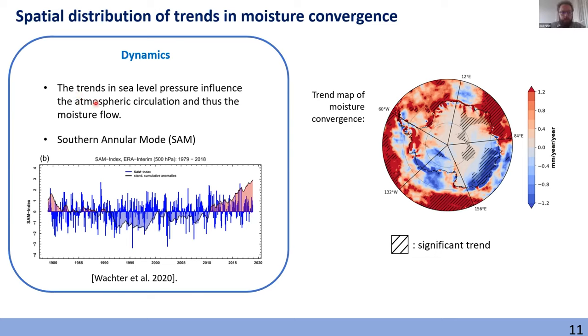What we see is that the trends of the sea level pressure induce an intensification of the moisture convergence in this region and this region, and a decrease in this region. And we also think that the Southern Annular Mode, SAM, which increased during the past decades, contributes to explain this pattern.